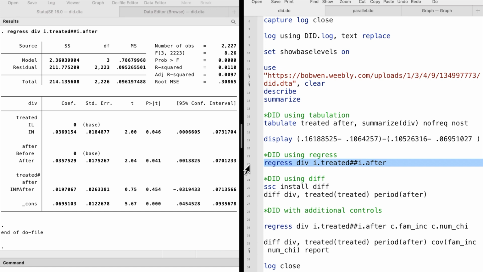Before the treatment, the treated state, Indiana, had a 3.7 percentage points higher divorce probability than the control state, Illinois. For the control state, Illinois, the divorce probability increases by 3.6 percentage points after treatment. The coefficient of the interaction term is the estimate of the average treatment effect. It is around 2 percentage points. It is the number we calculated using tabulation. It's not statistically significant at the 10% level.